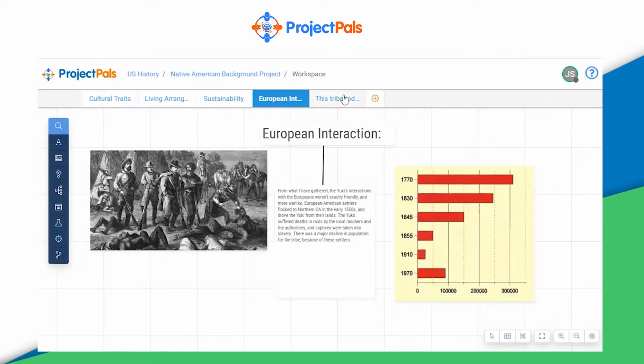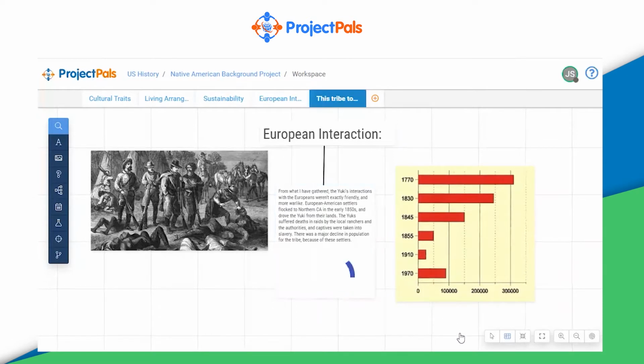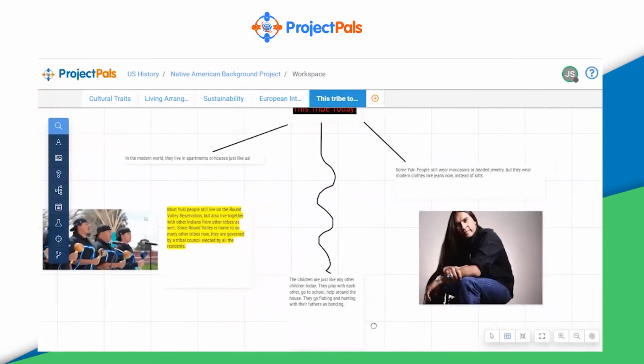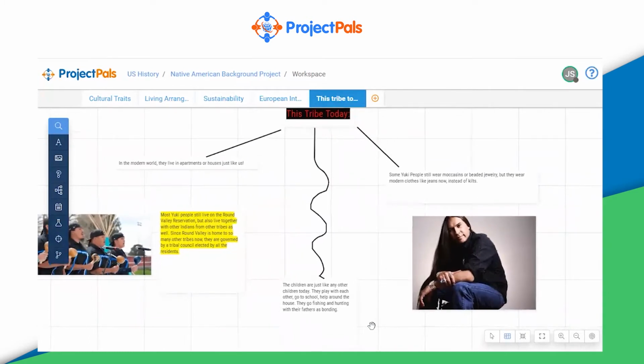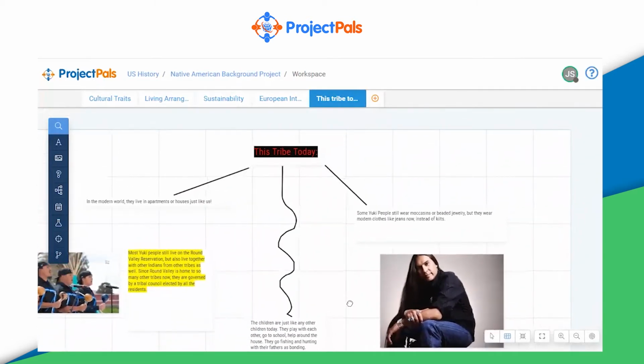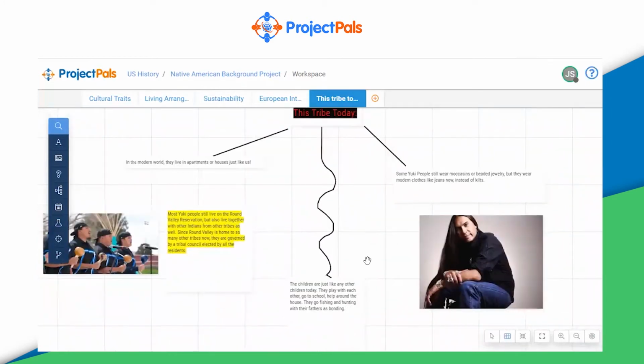And the final piece, this one was not necessarily addressed in my history standards, but it was my own curiosity and the way that I wanted the students to wrap up this project: to look at the tribe today. What are their numbers like? Do they have a reservation officially? And then the children, just like any other, they play, go to school, help out around the house, fishing, hunting, as a form of bonding. This answer, of course, had various outcomes depending on what tribe the kid looked at, and that was her final panel. That's great. This is a great project.